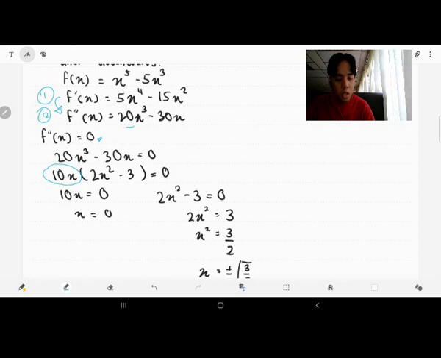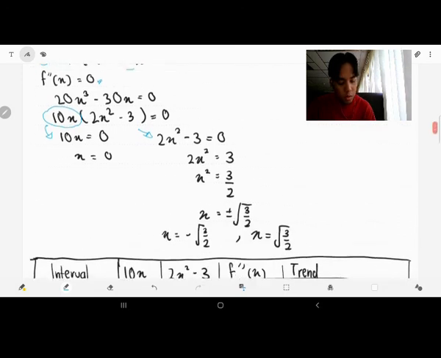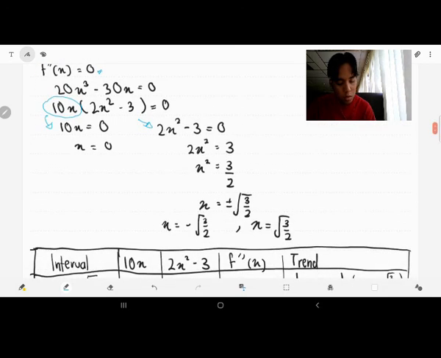For this equation, we got 10x(2x^2 - 3) = 0. So we separate it into two parts. We got 10x = 0, so x = 0.